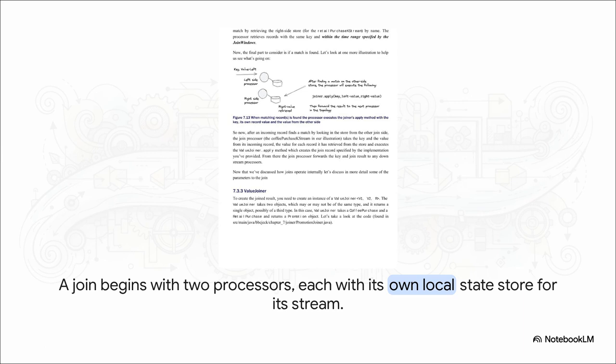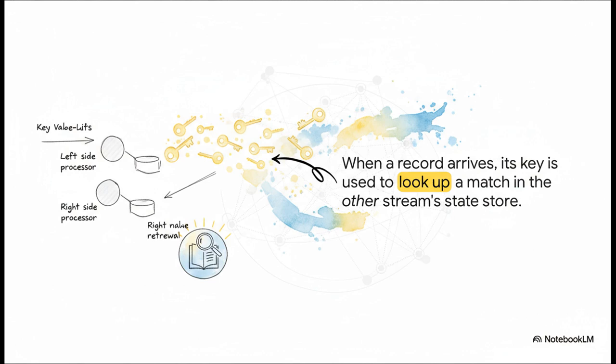So to get a handle on joins, picture this. On the left, you've got a stream of customer purchases coming in. On the right, you have a stream of customer promotions. Each of these streams has its own little processor and its own local state store, which is just holding the latest info it's seen for each customer. All right, now watch this. A new purchase comes in on the left side. The processor grabs its key, let's say it's the customer's ID, and it immediately does a lookup, but not in its own state store. It looks across to the other processor's state store. It's essentially asking, hey, do you have any promotion info for this particular customer?